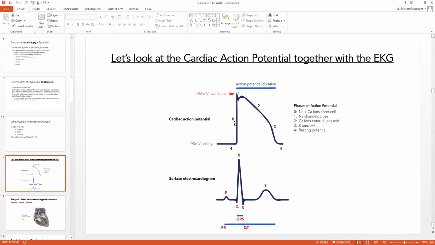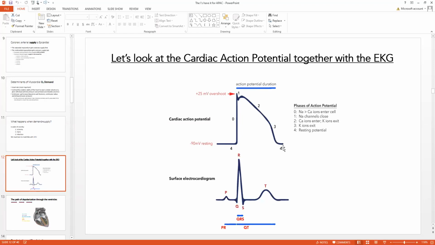And during that same time on the EKG, you see the QRS. So depolarization is the QRS, and that's when the heart contracts. This is the movement of ions in the cell that makes that contraction and shows up on the EKG as a QRS. Then during phases 2 and 3, we have repolarization.